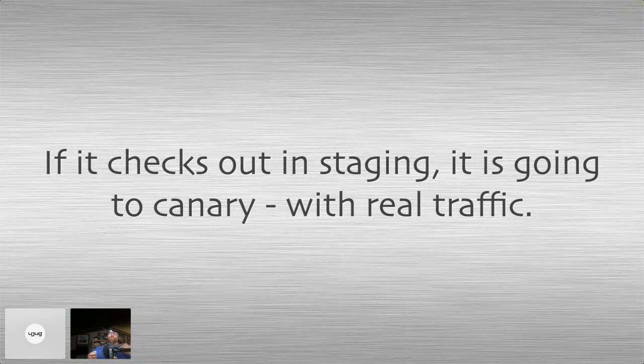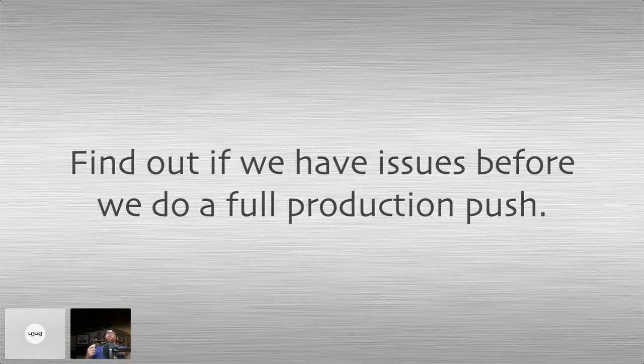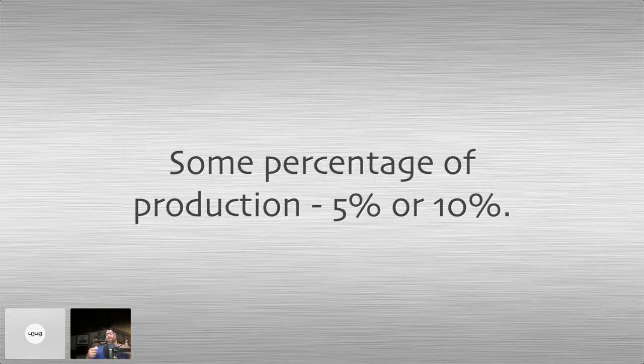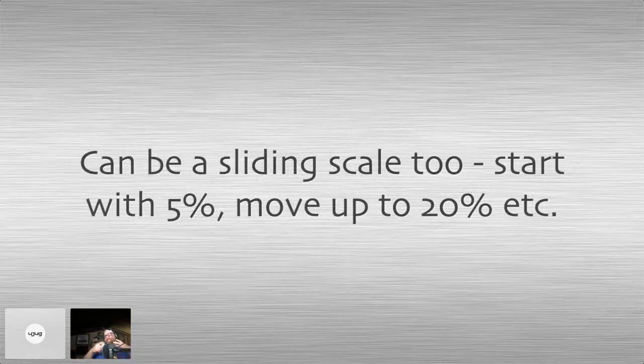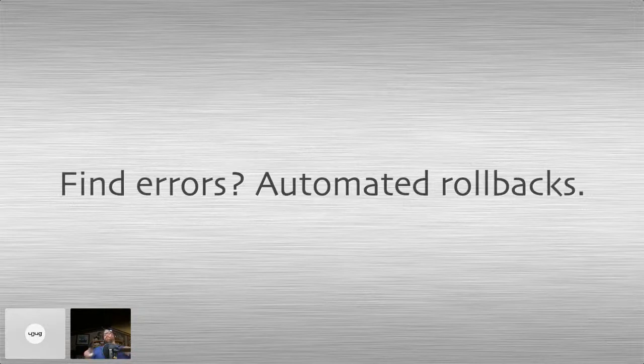If we're comfortable there, we can go to a canary release where we're doing real traffic. This is the canary in the coal mine concept. So here are the ideas. Let's find an issue before we do that full production push. And that's going to be some percentage of our user base, 5%, 10%. And that, of course, can slide up over time. But they are serving real production traffic. You know, this isn't pseudo traffic. This isn't synthetic traffic. This is the real deal. If we find an error, well, let's roll back.